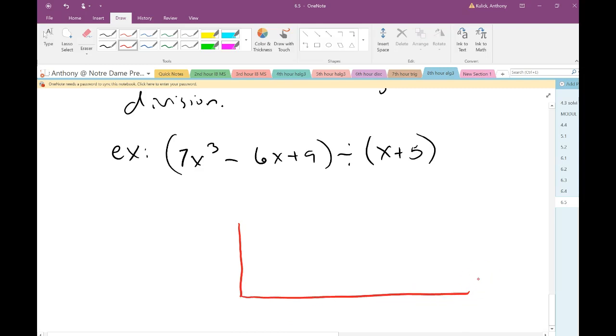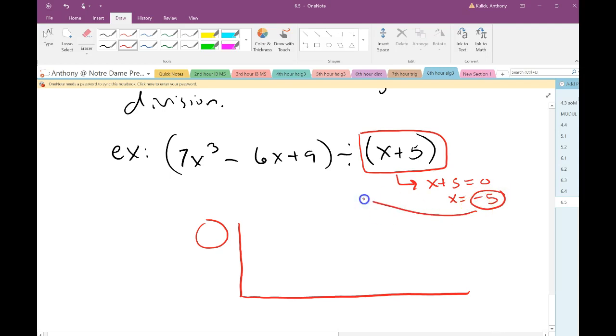this graphic organizer. In synthetic substitution, we have like x equals 5 that we put over here. How am I going to get that? I'm going to take the divisor, set it equal to 0, and then solve. And this number is what's going to go there. And then I'm going to take my coefficients and write them in here.